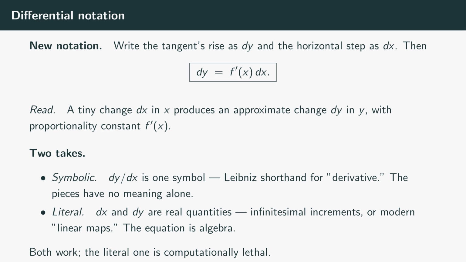First interpretation, the symbolic one. We've been writing dy over dx as shorthand for the derivative, and treating it as a single symbol. In that view, dy and dx separately don't really mean anything. They're inseparable bookkeeping. This is how rigorous calculus courses sometimes present it.